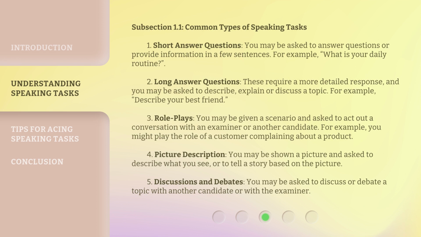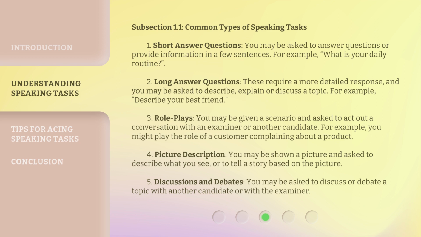Subsection 1.1. Common types of speaking tasks. 1. Short answer questions. You may be asked to answer questions or provide information in a few sentences. For example, what is your daily routine? 2. Long answer questions. These require a more detailed response, and you may be asked to describe, explain, or discuss a topic. For example, describe your best friend.